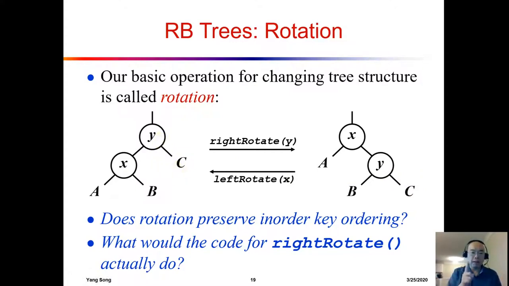And the tricky part is B. So for B here, B is greater than x, but B is smaller than y. Let me say that again. B is greater than x because B is the right child of x, but since B is on the left subtree of y, B is smaller than y. And how about here? B is smaller than y and B is greater than x. So we haven't broken anything yet. Okay, so far we are good. So that is the right rotation and the left rotation.